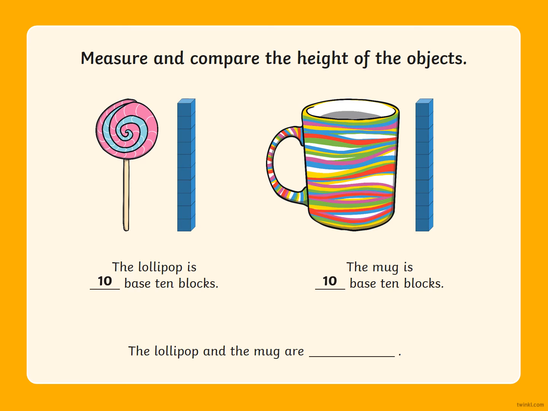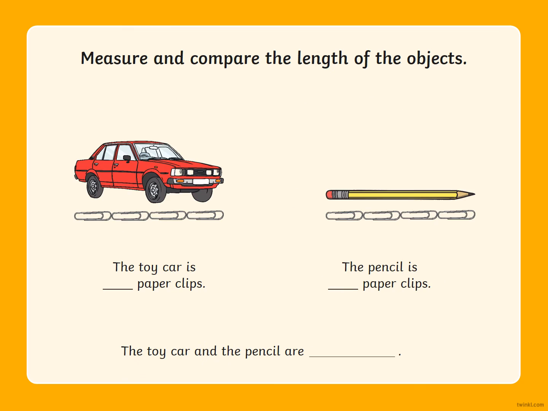Let's think of a good mathematical vocabulary word that we can use when they're both the same. The lollipop and the mug are equal heights. They're both the same. They're both 10.